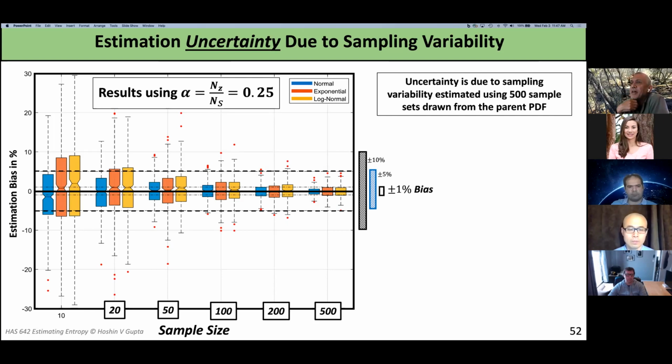You can see that the bias is very close to 0, independent of the shape of the distribution. And the uncertainty goes down as you increase the sample size. But notice that the sample sizes here are quite small, okay? You've got a sample size of 10, 20, 50, 100, 200, and 500. And the bias is very small and the uncertainty is fairly small by the time you get to 500 samples.